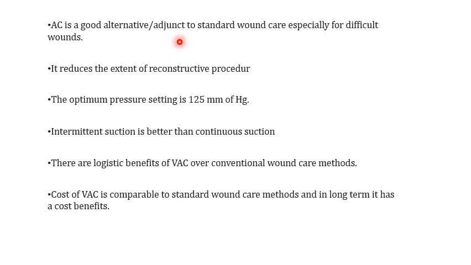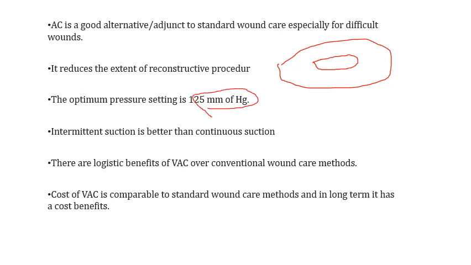Now, it is a good alternative or even an adjunct to standard wound care. It has started becoming the standard of wound care in difficult wounds. It reduces the extent of reconstructive procedure. Suppose there is a large wound. By doing negative pressure therapy, you can make the wound smaller. So naturally, your reconstruction will also be less extensive. The optimum pressure, I told you, is minus 120. Intermittent is better, that also you know. Now we are getting into some details of VAC.